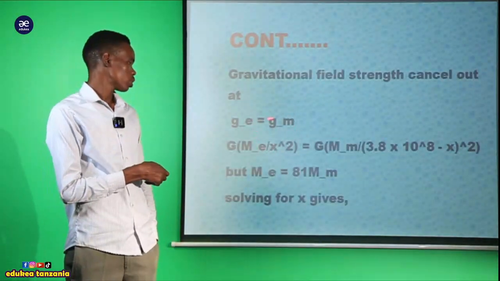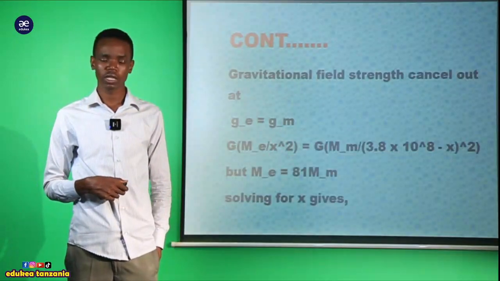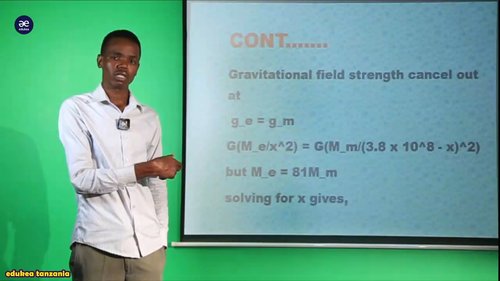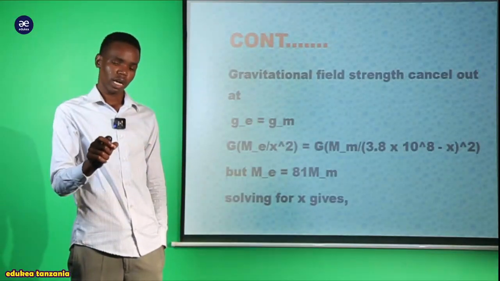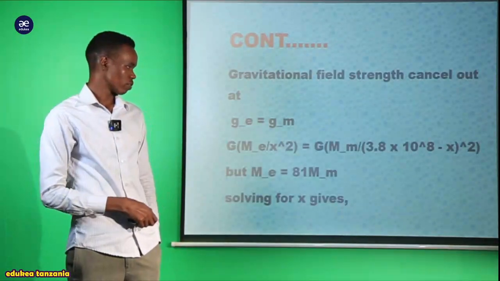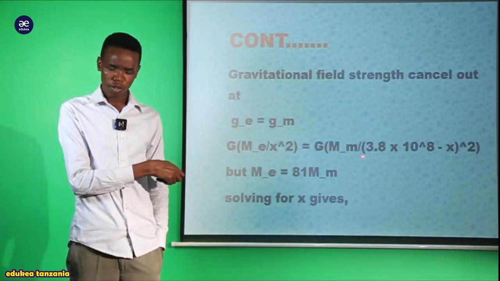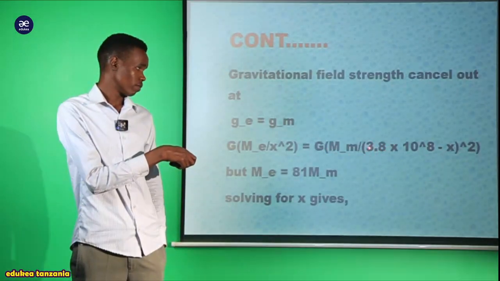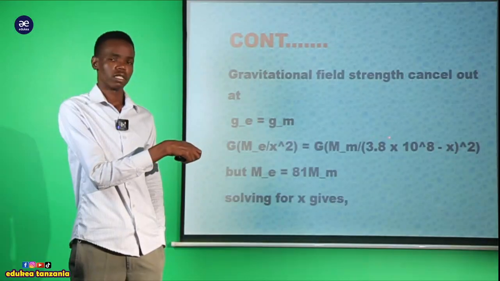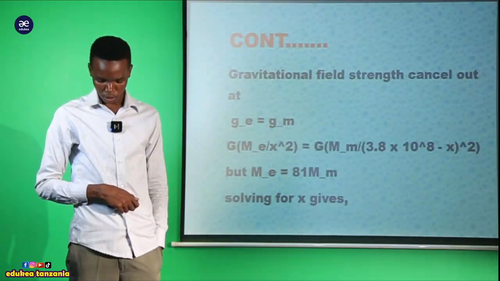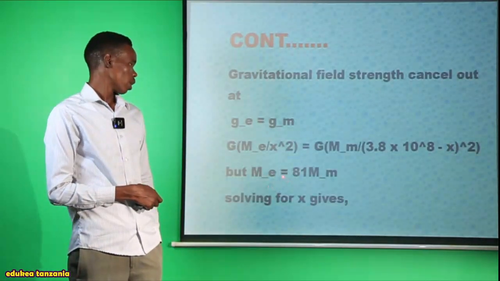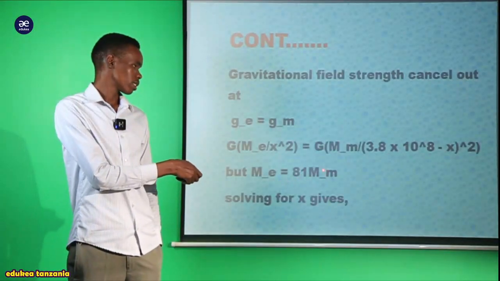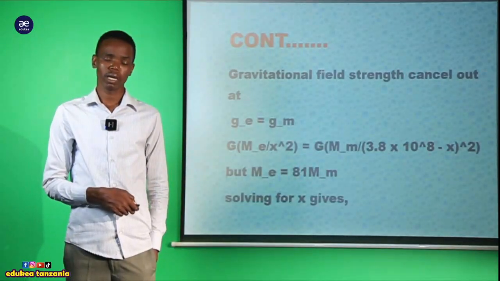So after that, substitute our formula. Gravitational field strength of the earth must be equal to G M e divided by x square, kwa sababu x ndo distance aliye act kati ya mass m pamoja na mass of the earth, is equal to G times the mass of the moon divided by the distance between the moon and the mass m. So after that, my dear student, use the concept that mass of the earth must be equal to 81 times the mass of the moon.